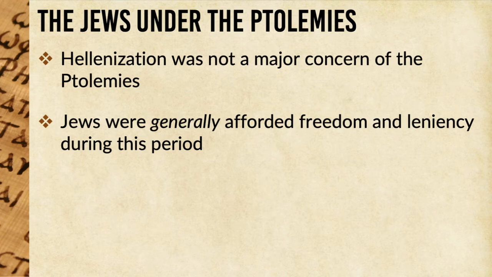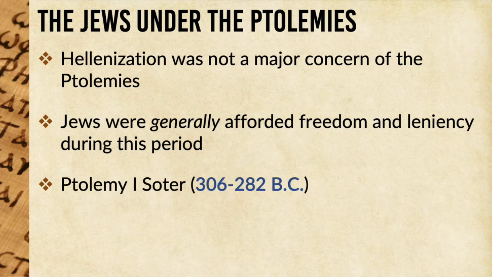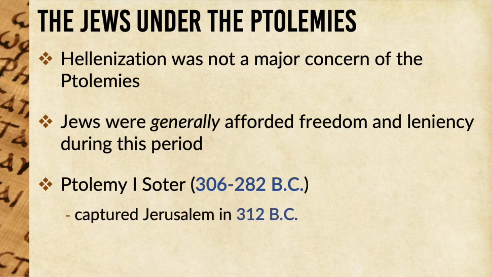One of the kings that is important for our purposes this evening is a fellow whose name was Ptolemy I. He's the first in that dynasty. His nickname is Soter. He reigns from 306 to 282 BC, and it is this individual that in 312 BC captures Jerusalem. Okay, so that's going to put Jerusalem into this kingdom's orbit.